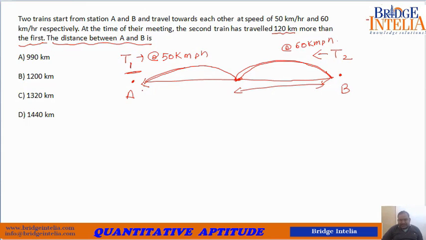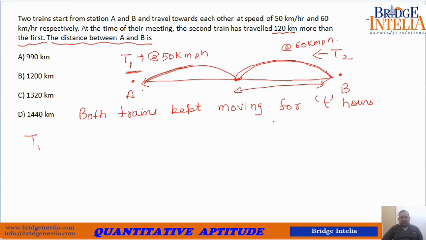Now to meet, they have started at the same time and they meet at the same time. So you can say both the trains were traveling for the same amount of time. So assume both trains kept moving for, let's say, t hours. So in those t hours, the first train must have covered 50t.